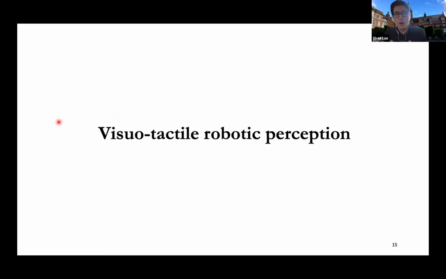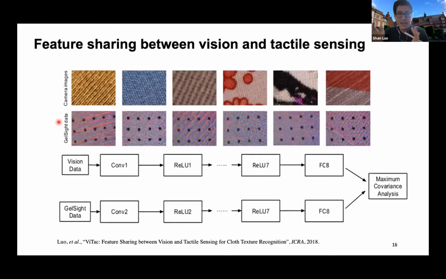So now we have seen how we use tactile sensing for tactile perception. Next, we will see how we make use of vision and tactile sensing together. So first, here are some examples of data collected from fabrics. For fabrics, we can have camera images taken by digital cameras, and also data from GelSight. And then we can have convolutional neural networks learn features from this data. And then we maximize the covariance between the features from the multimodal pipelines.